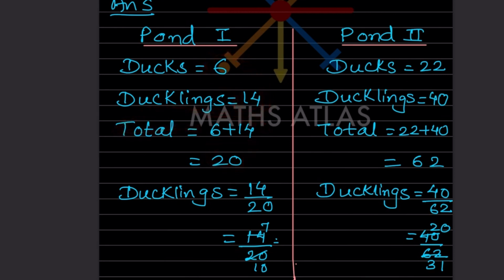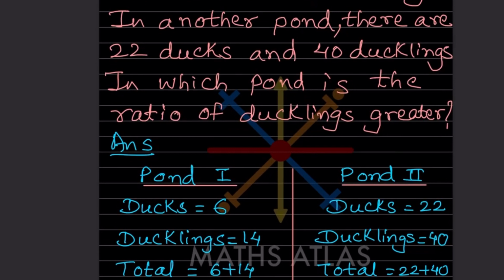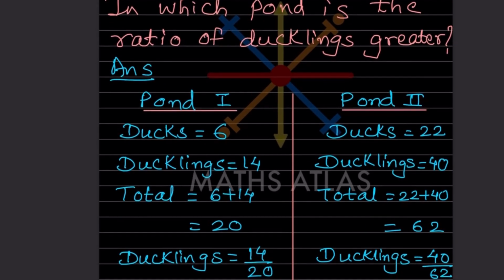Okay, now look at here. Now let us see simultaneously and then come to the final conclusion. Here this is 22 and this is 40. So here this is 62. Now what did they ask here? In which pond is the ratio of ducklings greater? Either in this one or this one.